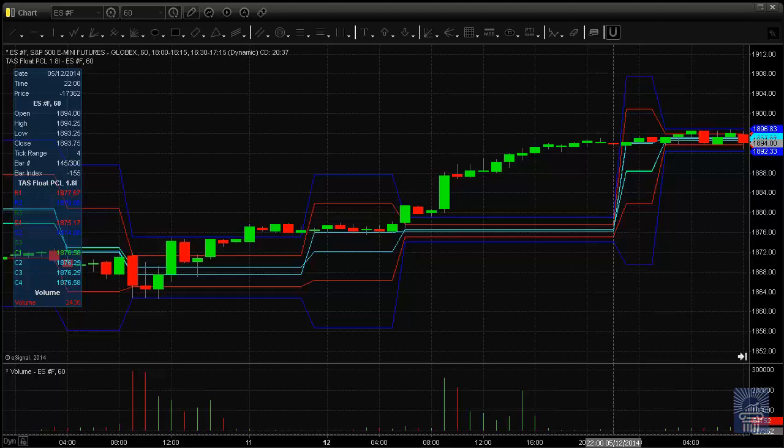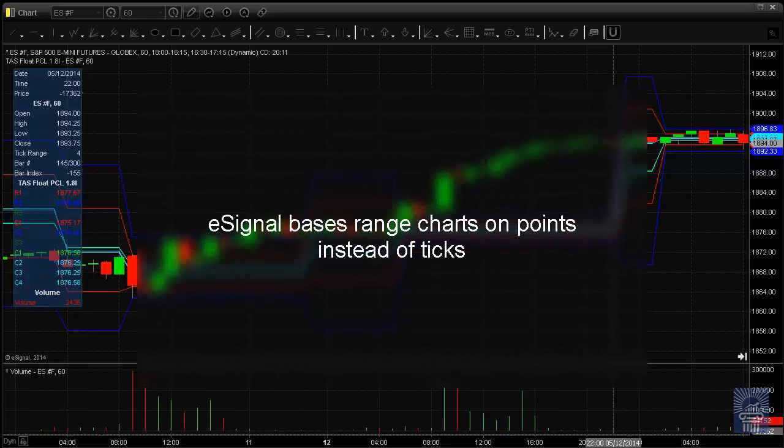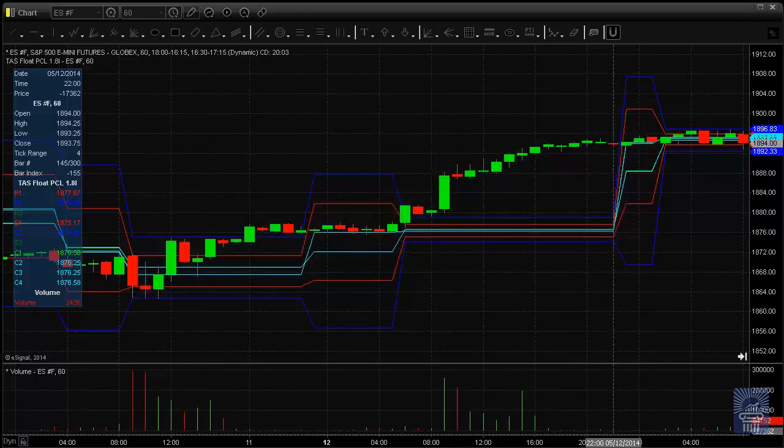Let's look at the 4-tick chart as a source of comparison to the 60-minute one. At the time of this recording, one notable thing to know about making range charts in eSignal is that it uses points as a reference, not ticks. To be clear, they use the unit 1. It stands for 1 point no matter what the trading product is. So for a stock, 1 would be $1.